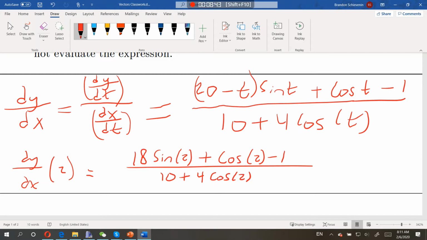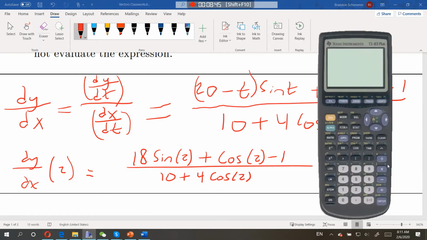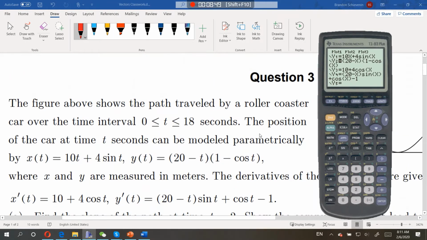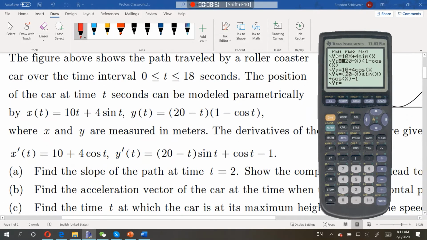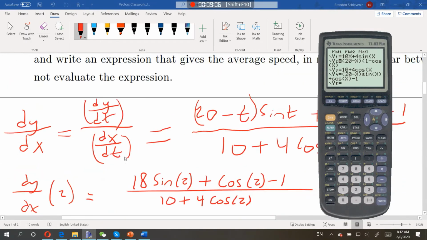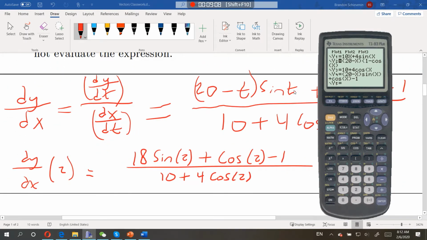This is a with-calculator one, so I'm going to jump in. Let me jump back up here to show you what I've done. Y1 is currently x(t). Y2 is y(t). Y3 is x prime of t, y4 is y prime of t. So I need y4 at 2 divided by y3 at 2, which would be dy/dt over dx/dt.